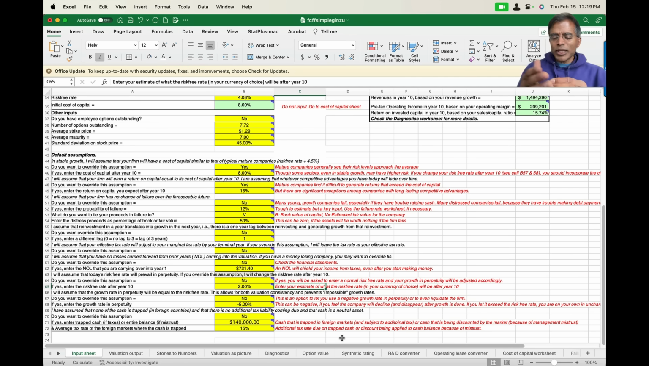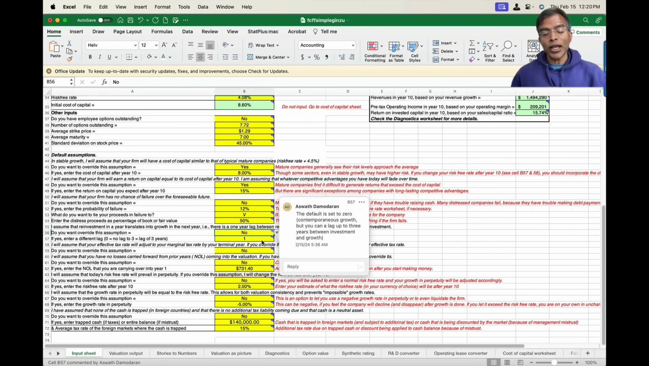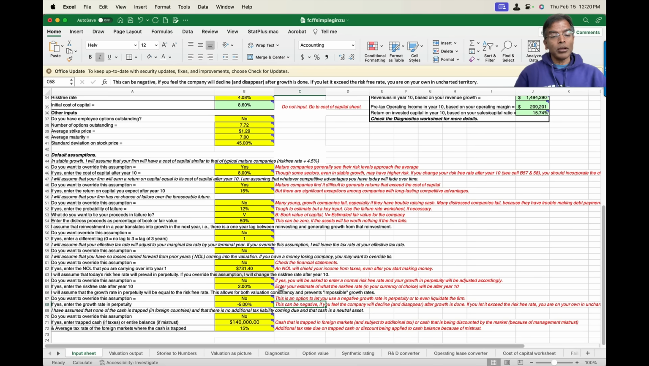But if you're in a business where there's a lag between when you invest and when you get growth, I'll give you an example. You decide to build a factory. It might take 2 or 3 years to be functional. Then I allow you to set that lag in. So the way this will work is if you say yes and put in 3, then my reinvestment in year 1 will be based on my revenue growth between years 3 and 4, not the revenue growth in year 1. So it's an option to consider if you want to.